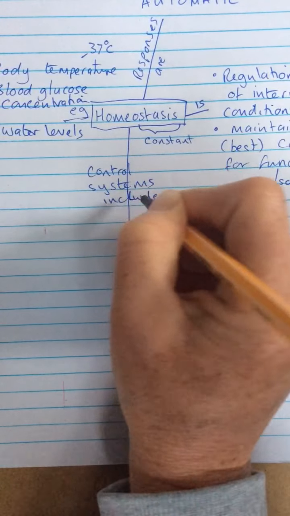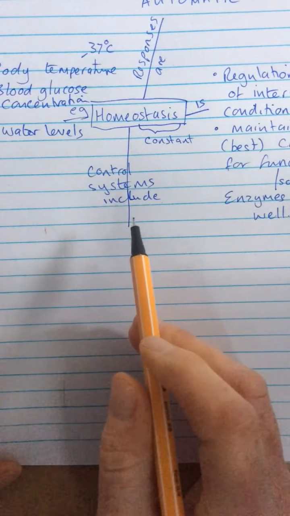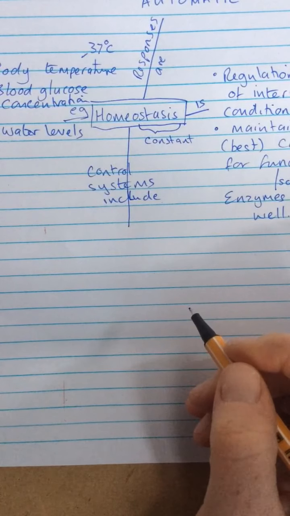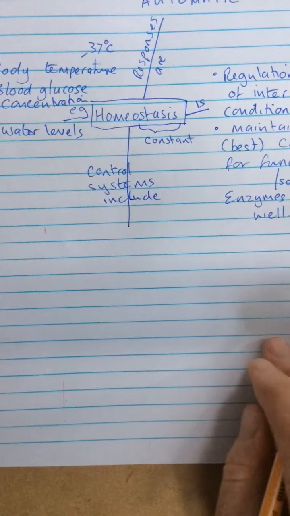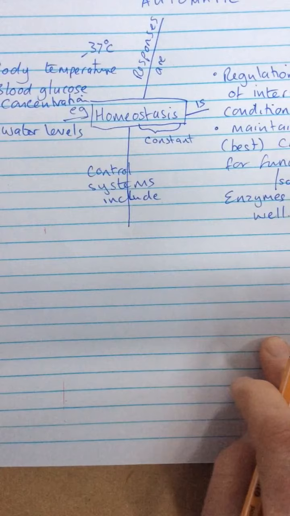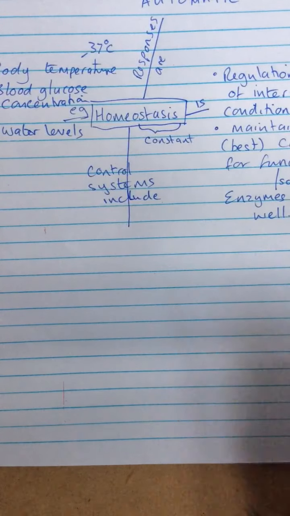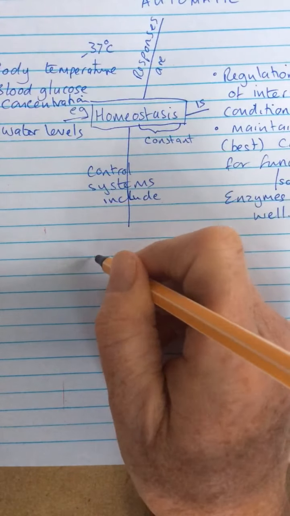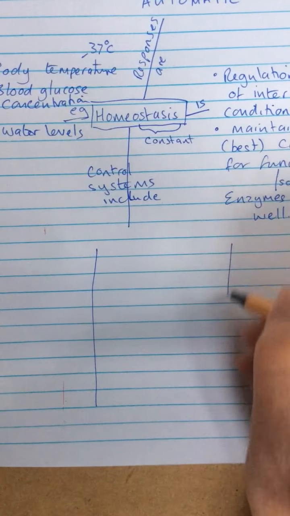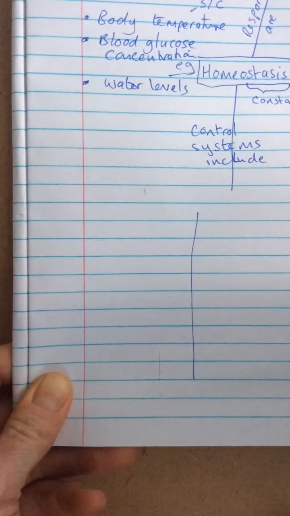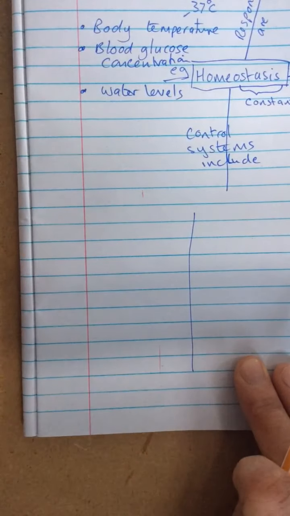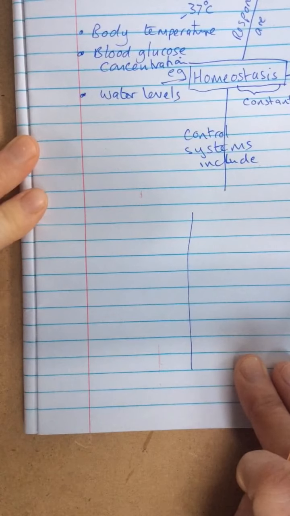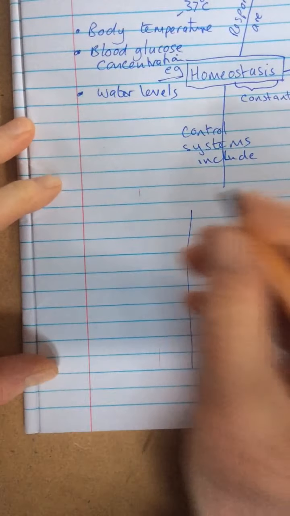There's an L there, sorry everyone. So the control systems include basically three parts. So this isn't going to work so well on my book. You've essentially got three sections. So I've basically split my page up. Section 1, Section 2, Section 3.